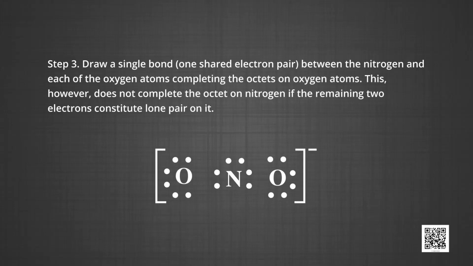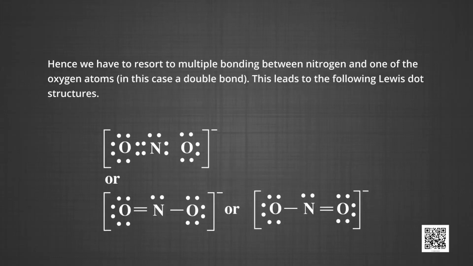This, however, does not complete the octet on nitrogen if the remaining 2 electrons constitute a lone pair on it. Hence, we have to resort to multiple bonding between nitrogen and one of the oxygen atoms. In this case, a double bond. This leads to the following Lewis dot structure.